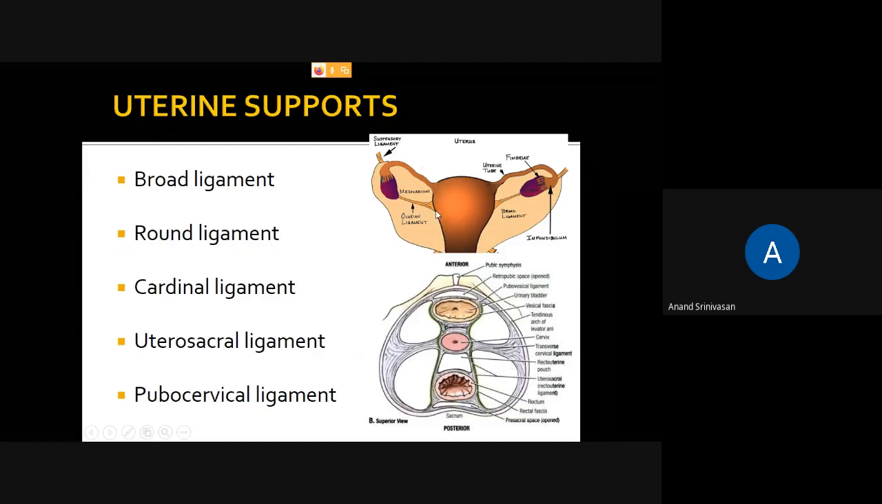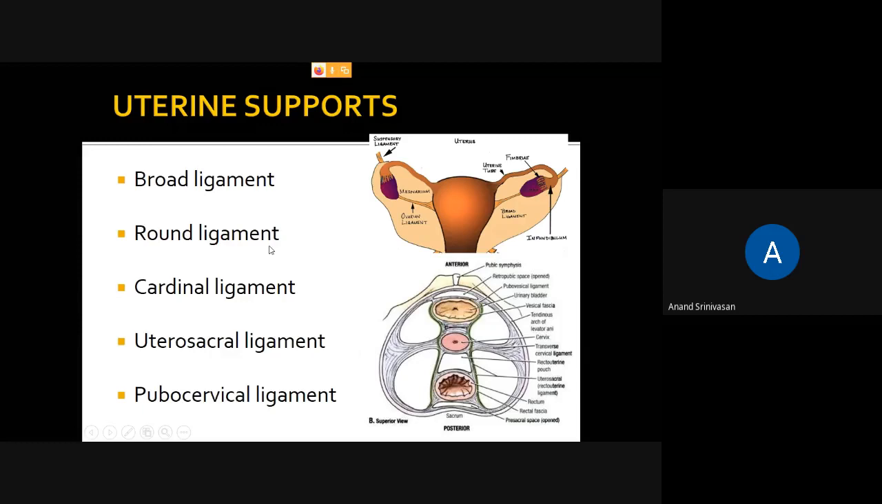The round ligament comes from the uterus, goes along the inguinal canal, and gets attached to the labia majora. These two ligaments, the broad ligament and the round ligament, are also called false ligaments. That is, they are present, but they are not strong enough to hold the uterus in its position. That's why they are called false ligaments.